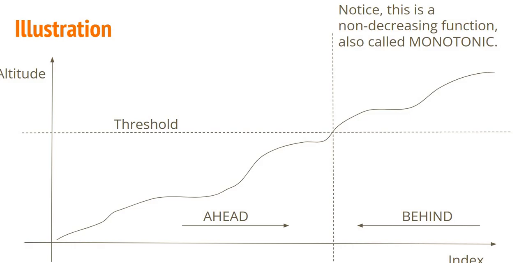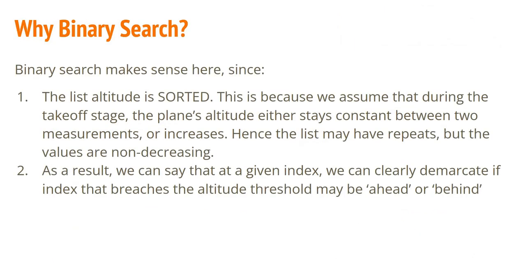But as usual, writing binary search code requires care, and we will talk about that as we start writing the code. The point that I'm trying to make is that binary search makes sense here since the list is sorted. We assume, and rightly so, that the plane is either holding the altitude or it's going high. So the list may have repeats, but the values are completely non-decreasing. What this implies is that at every index that we are searching, there's a very clear demarcation whether the threshold crossing is ahead of me or behind me. And that's what dictates the binary search.